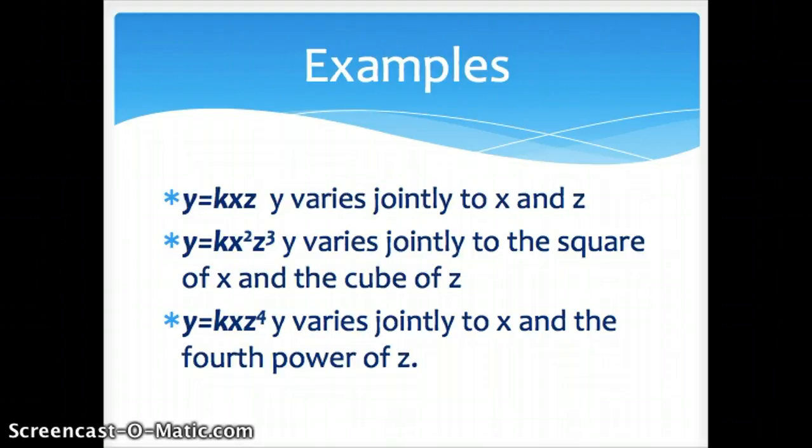The first one is y varies jointly to x and z. The second one is y varies jointly to the square of x and the cube of z. And the last one is y varies jointly to x and the fourth power of z. These are not the only three examples, but these are kind of the fundamental ones.